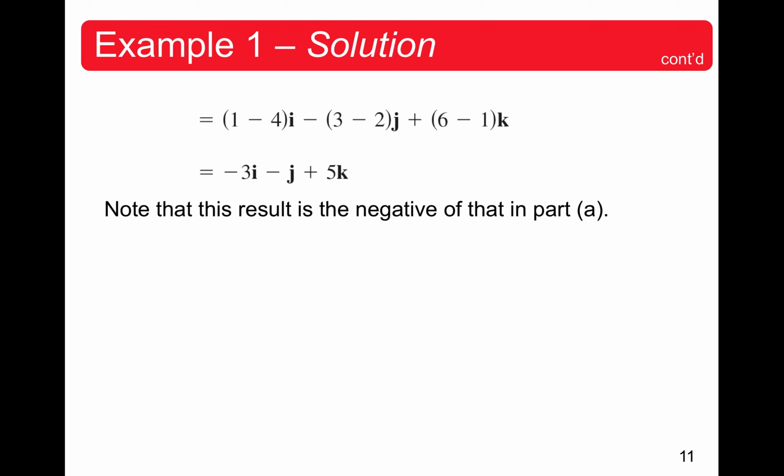So it says to note that this result is the negative of the part in A. So when we did u cross v, we got positive 3, positive 3i, positive j, and negative 5k. So this is going to be the opposite. So then our last one is v cross v. You'll notice these are the same numbers for v and v. So if we were to do that, you end up with 0. So if you're taking a vector and crossing it with the same vector, it's going to result in 0.